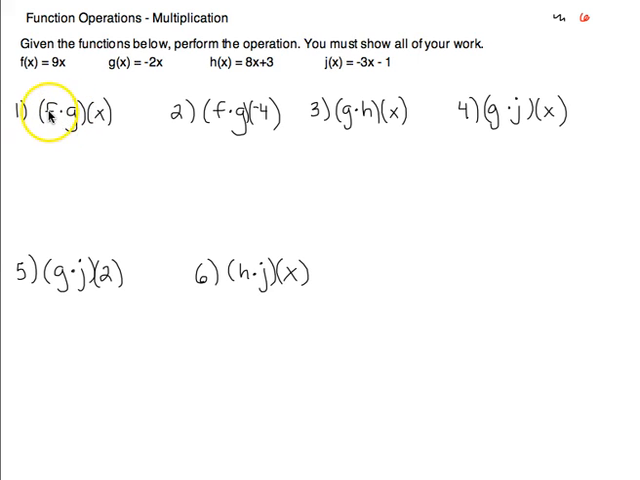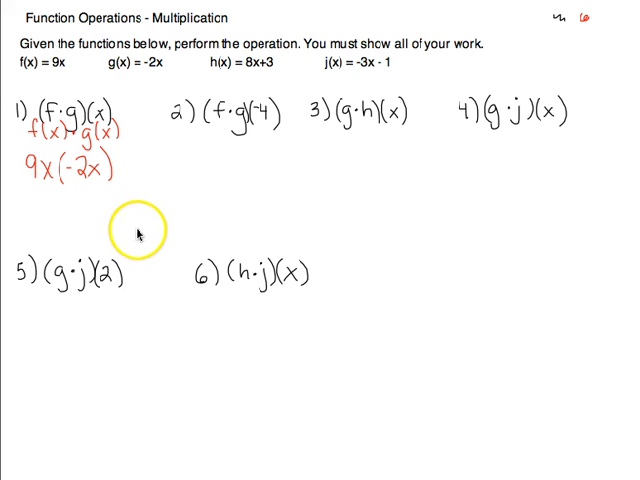Okay, so we have, in this case, multiplication, which is just a little dot in here. f times g of x is how we read this. And just like we talked about last time, this is the same exact thing as saying f of x times g of x. So when we want to find f times g of x, this in red is exactly what we do. So I take f of x, which is 9x, and I'm going to multiply it by g of x, which is negative 2x.